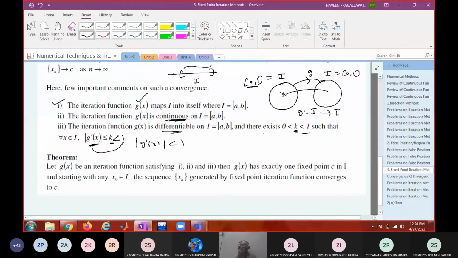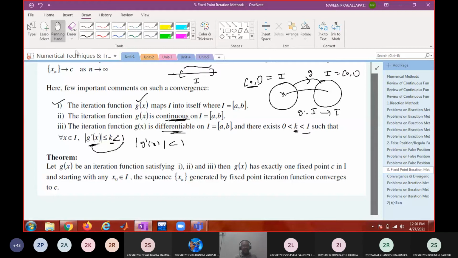g must be a continuous function on interval I, and g must map from I to I, and the absolute value of the derivative must be less than 1. The absolute value of the derivative must be less than 1 for all points in that interval, not only for one value. For all points in that interval, the absolute value of the derivative must be less than 1.